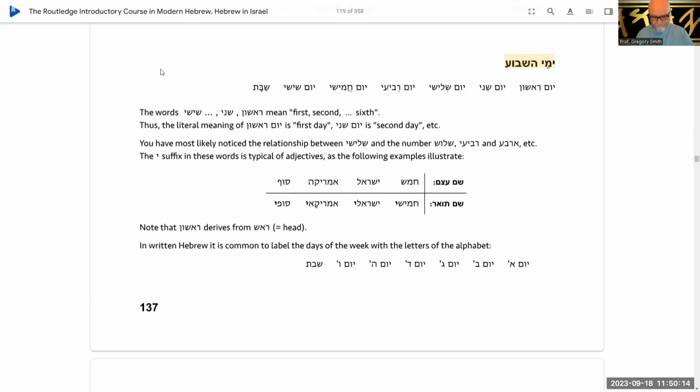So anyway, we're going to get started here where it says Yemei HaShavua. Basically, it looks to me like what they're going to do here is introduce us to abbreviations for days. For example, Yom Rishon would be like Sunday, right? Because that's the first day. Remember, what's the 7th day? Well, it's the Shabbat, and that's traditionally understood to be Saturday by all of Judaism.